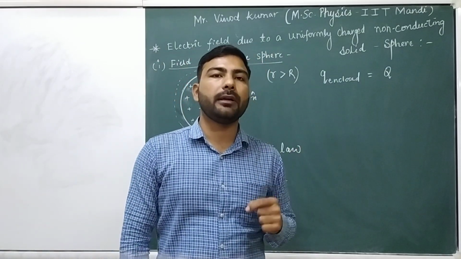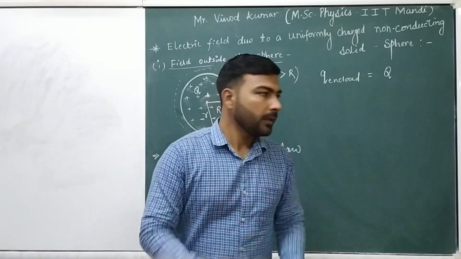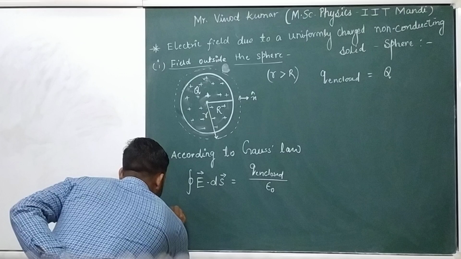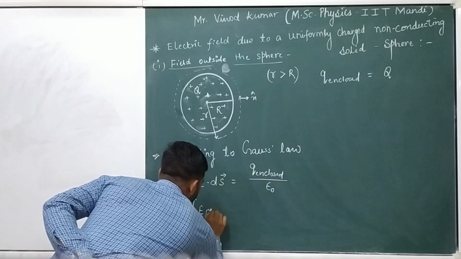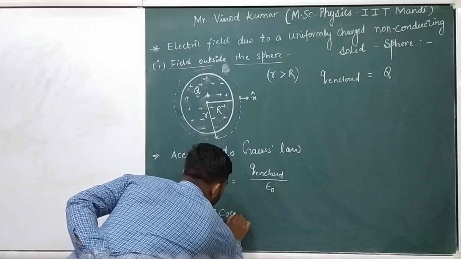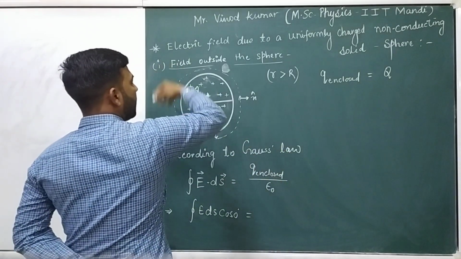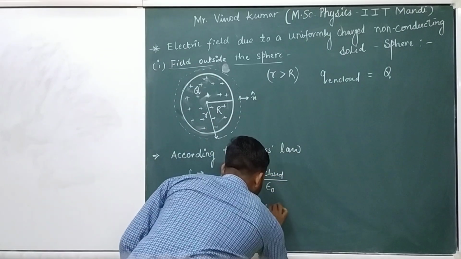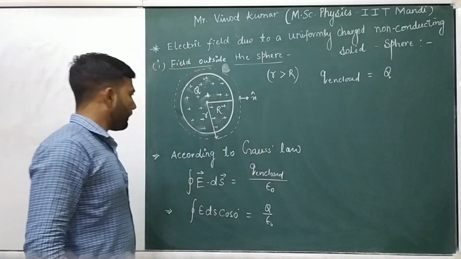That is why the angle between the electric field and the area is 0 degree. So it can be written as E ds cos 0 degree equals to, what is the charge enclosed by this outer surface? It is capital Q divided by epsilon naught.